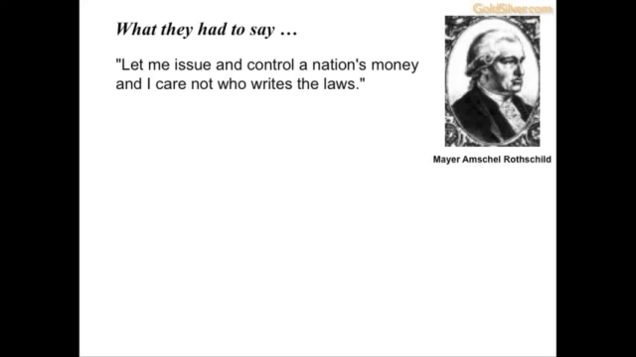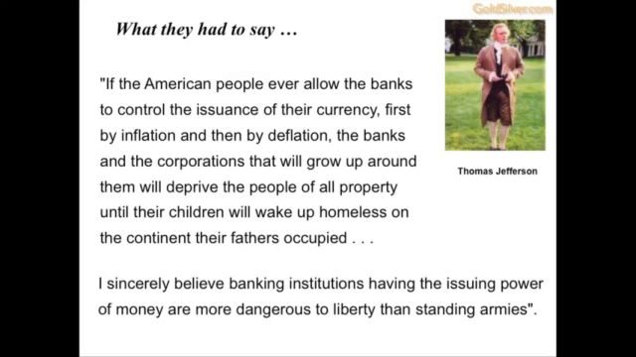Let me issue and control a nation's money, and I care not who writes the laws. If the American people ever allow banks to control the issuance of their currency, first by inflation and then by deflation, the corporations that will grow up around them will deprive the people of all property until their children wake up homeless on the continent their fathers occupied. I sincerely believe the banking institutions having the issuing power of money are more dangerous to liberty than standing armies. Thomas Jefferson.